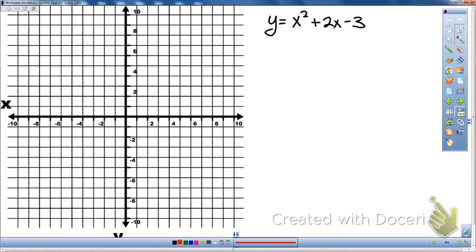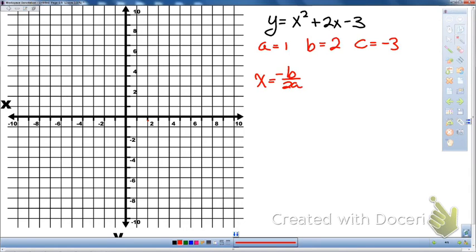The second equation on our quiz on Friday was y equals x squared plus 2x minus 3. This is definitely in standard form. Given that it's in standard form, we know that a is 1, b is equal to 2, c equals negative 3. Since we know a, b, and c this time, instead of h and k, we have to use our vertex formula, negative b over 2a, to solve for the h value. Set up the formula and plug in the values.